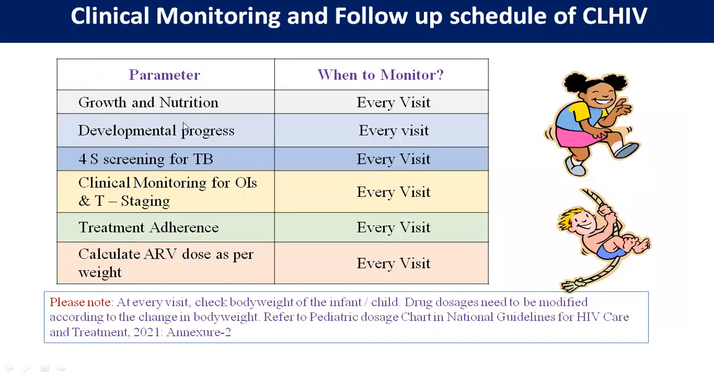So as I already said: growth, nutrition, development for screening, clinical monitoring, treatment adherence, and calculating the ARV dose as per weight at each and every visit. It's very important, the last part. We do forget about the proper dosing every month, because the younger the age, the more variable the weight. So it's very important to see the weight every visit and check the drug dose. There's no harm in just taking the chart and seeing whether the baby is taking the right dose or not.